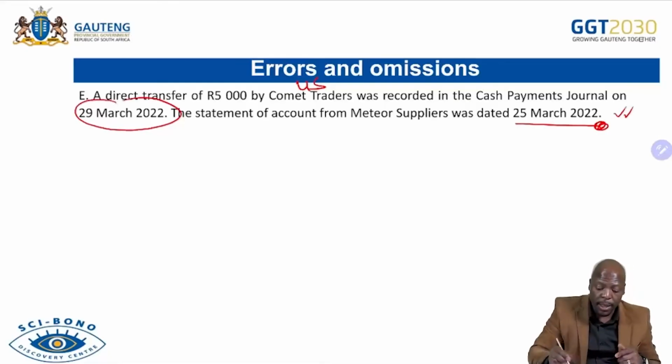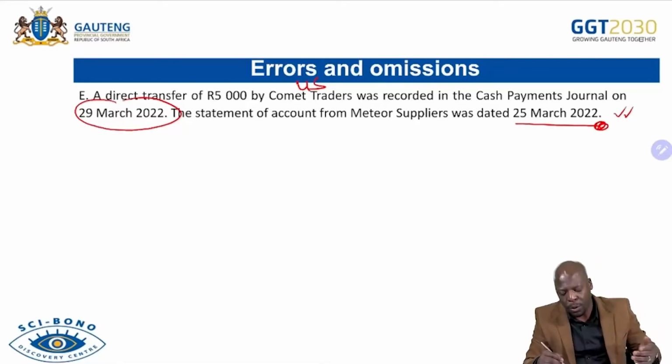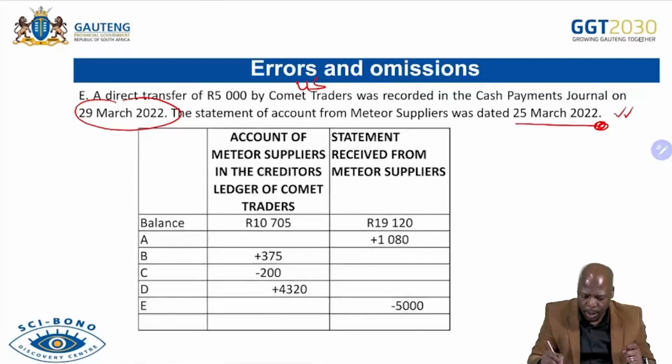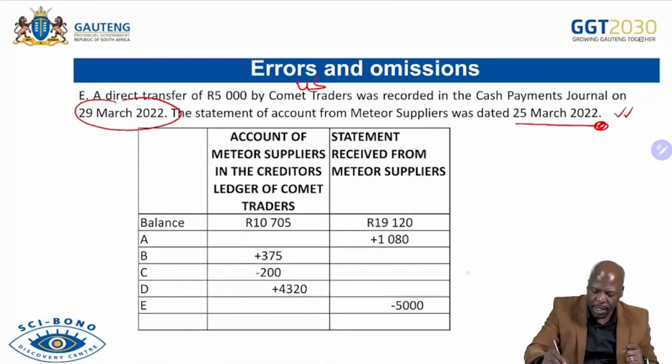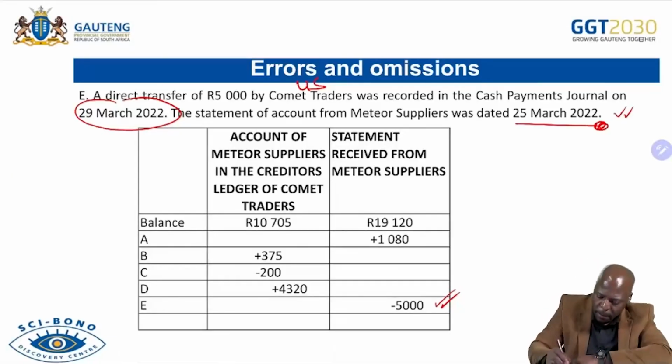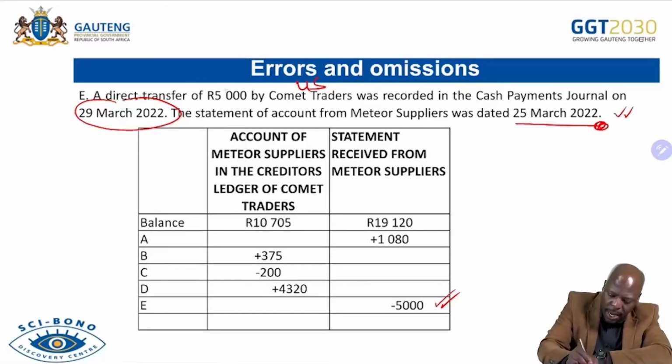So it is that transaction which will not be on the statement because a payment was made after the statement was already received. Okay, so that simply means we must bring it to the statement and we say minus 5,000. Why? Because it is a direct transfer. A direct transfer, this is a payment. So all payments must be subtracted.